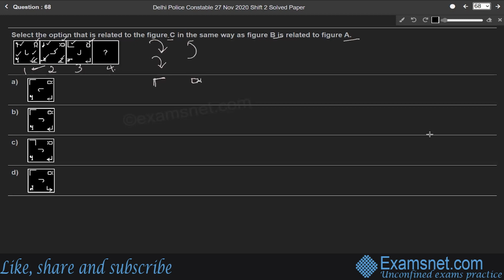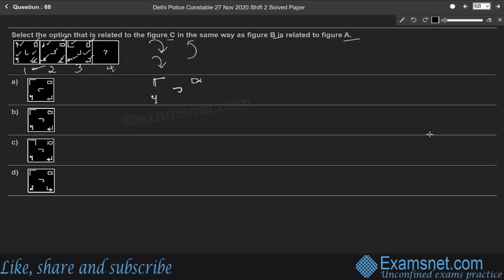and the shape in the bottom left corner is rotated by 90 degrees, this shape. So again in clockwise direction, it becomes like this, and the shape in the center is rotated by 90 degrees in anti-clockwise direction. So this shape becomes like this, and the shape in the bottom right corner, this shape, remains as it is.